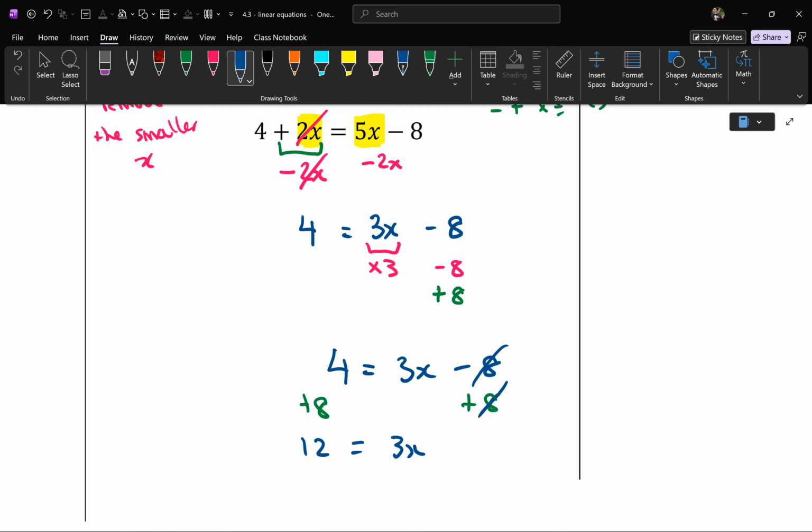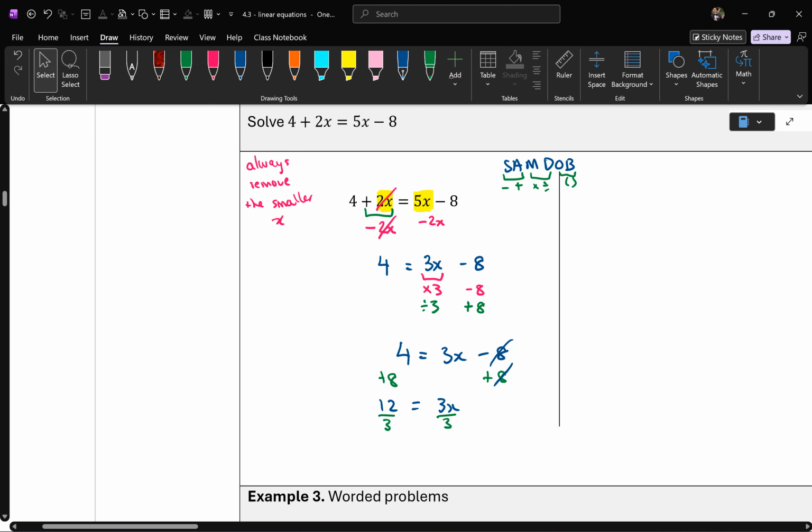I already got rid of the minus 8. I need to get rid of this times 3 now. What is the opposite of times 3? Can I please have Estella? Opposite of times 3. Divide 3. So this is the last thing I'm going to go with from my SAMDOB. Times 3 here. Then I do divide 3 on both sides. Okay, so the order matters, and the way to remember is SAMDOB. Get rid of subtraction, addition first before any multiplication, division, and before any brackets.